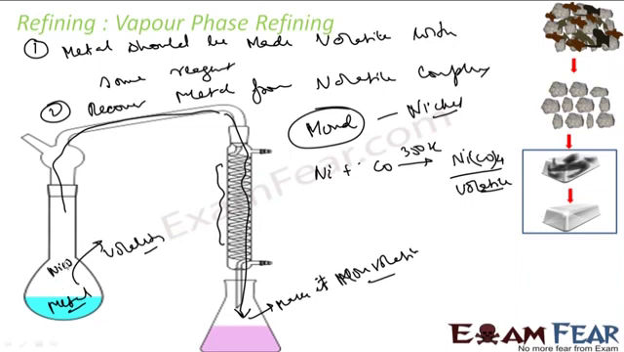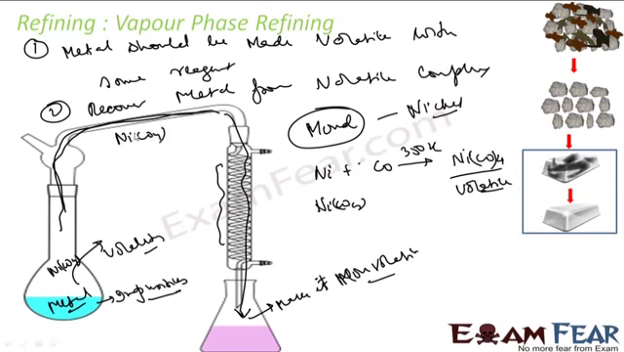Once you have this volatile Ni(CO)4 here, right, it will all jump from here to this path, and all the impurities will be left behind. Okay, because the impurities are not made volatile, only the pure nickel is made volatile. And now once the nickel is here, what we do is we'll heat this nickel, we'll heat this complex actually.